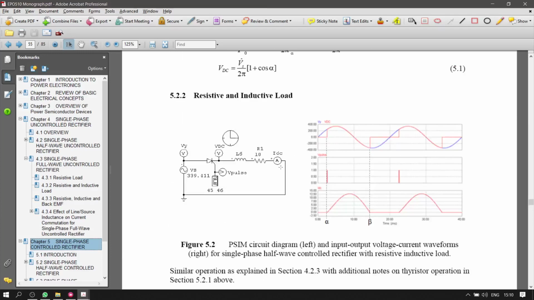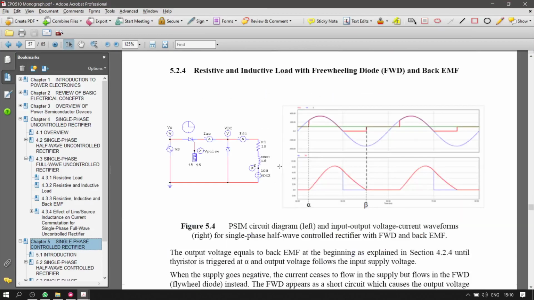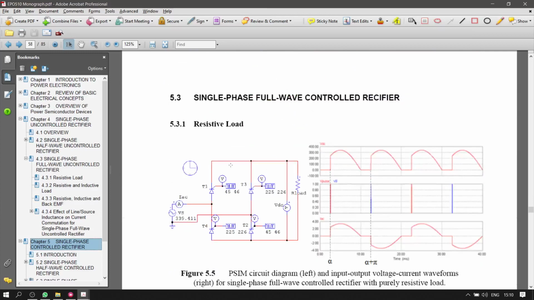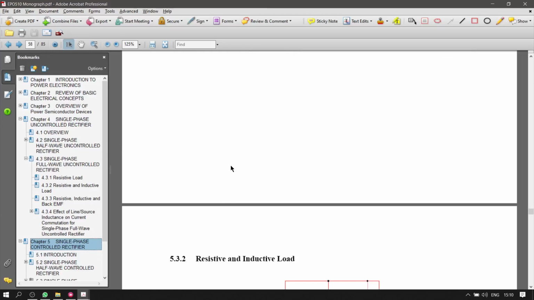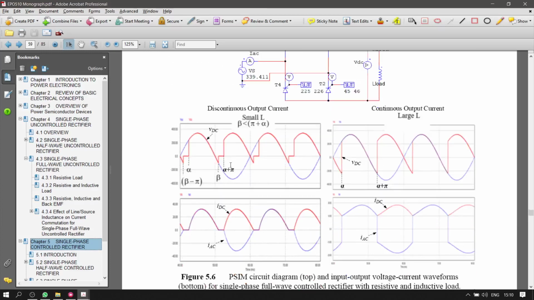Okay, you can still use the equation here to determine the beta value. All right. Okay, so if you come down and look into the single phase full wave rectifier, this is the full wave rectifier with resistive load, isn't it? But when we come to resistive and inductive load, it depends on the size of your firing angle.